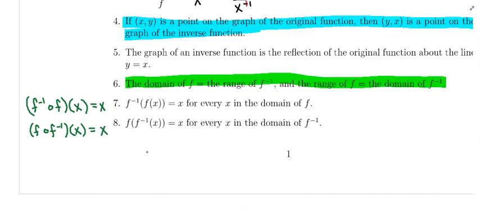Okay. All right, so now that we have rehashed the basics of inverse functions, we are going to start looking at inverse trigonometric functions.